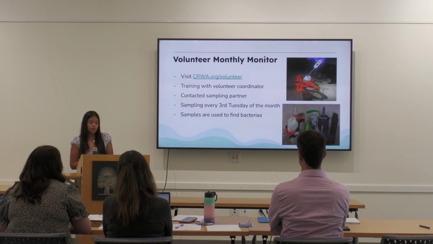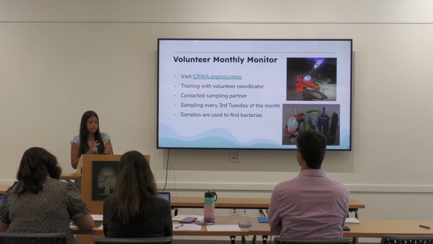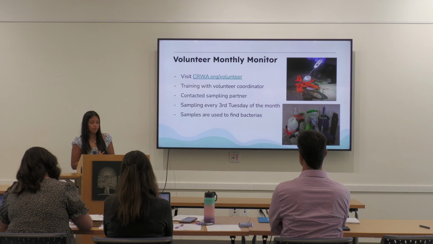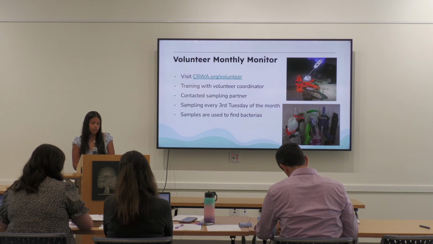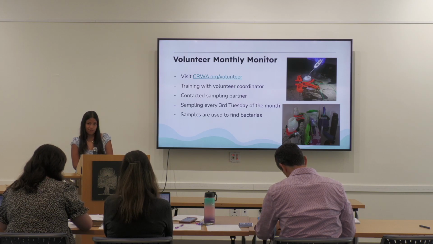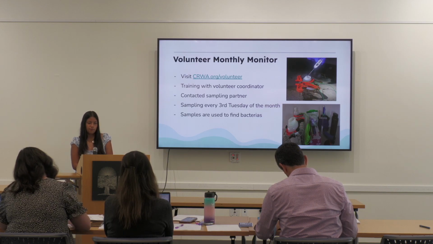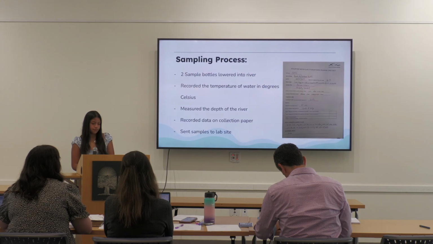So I started off as a volunteer monthly monitor. So as you can see, this is kind of like the lab site. It's on one of the routes in Villacis. So I trained with my volunteer coordinator. He taught me how to complete the entire process. I also contacted my sampling partner, whose name is Kimberly Schubert. So we kind of worked hand in hand every third Tuesday of the month at 6 a.m. to complete this task. It took about 40 minutes to an hour. And these samples were then sent to lab sites to look for different bacterias.